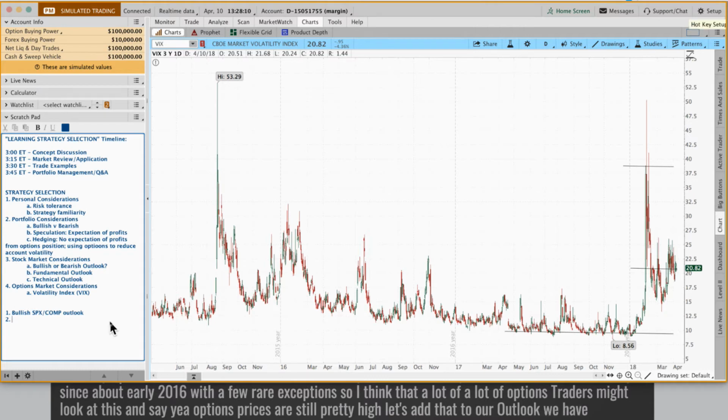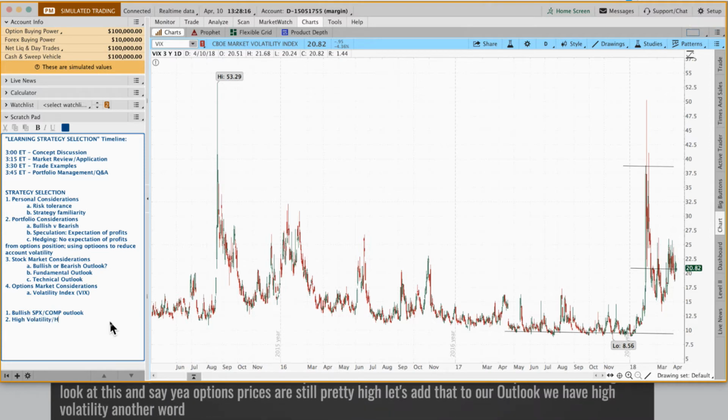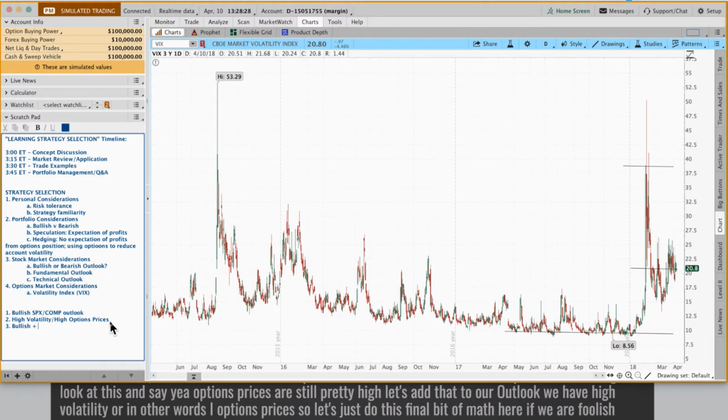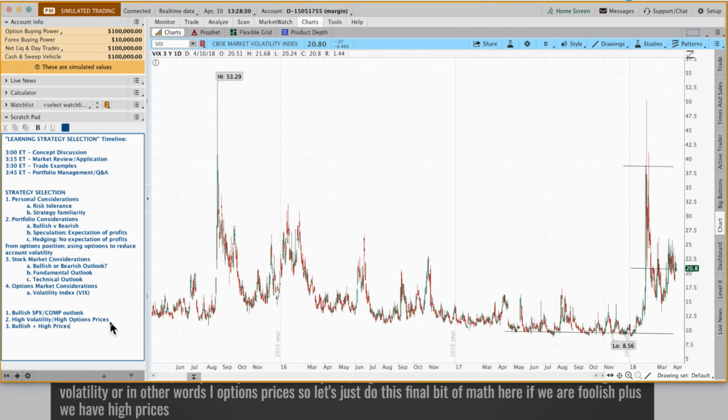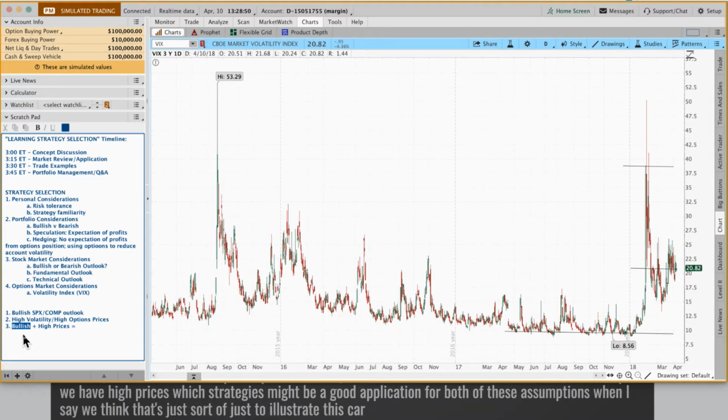We have high volatility, or in other words, high options prices. So let's just do this final bit of math here. If we are bullish, plus we have high prices, which strategies might be a good application for both of these assumptions? We think the markets are going to go higher. Now you might have a different opinion. When I say we think, that's just to illustrate this concept, right?